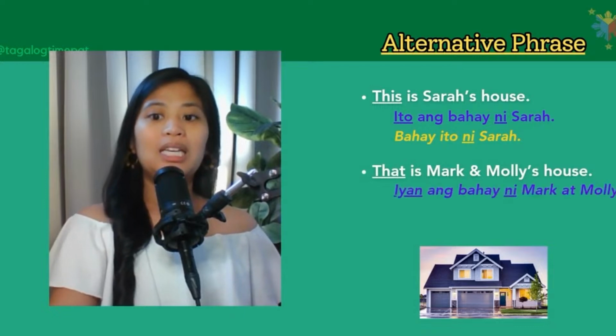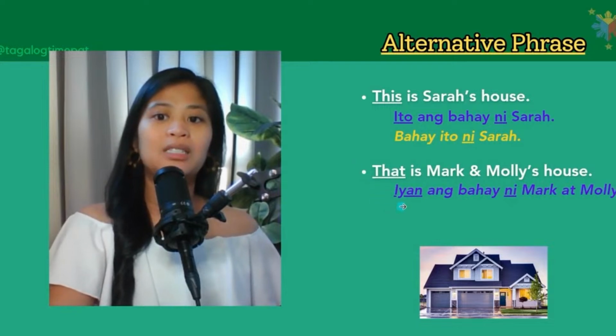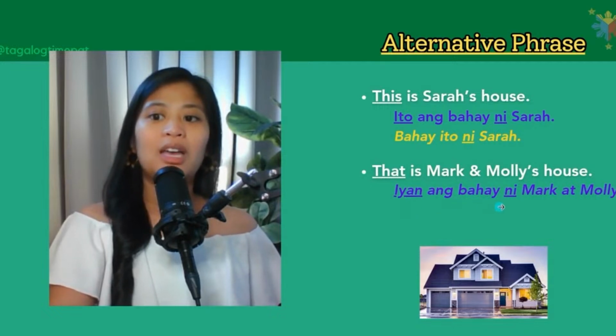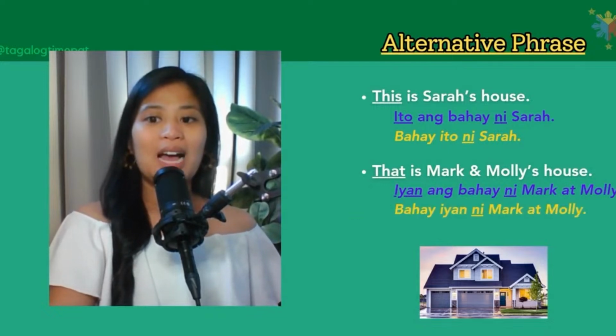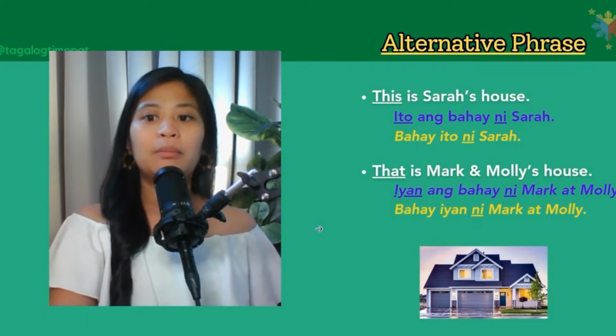Another example, that is Mark and Molly's house. It would be, iyan ang bahay ni Mark at Molly. So we've learned these sentence structures already. It's the demonstrative pronoun, then it's the word ang, then it's the object, and then it's usually the pronoun, or in this case, it's the people with the possessive sentence marker. Now, the alternative way to say this is, bahay iyan ni Mark at Molly. So the object goes first, then it's the demonstrative pronoun, then it's the sentence marker, and then it's the people's name. Bahay iyan ni Mark at Molly.